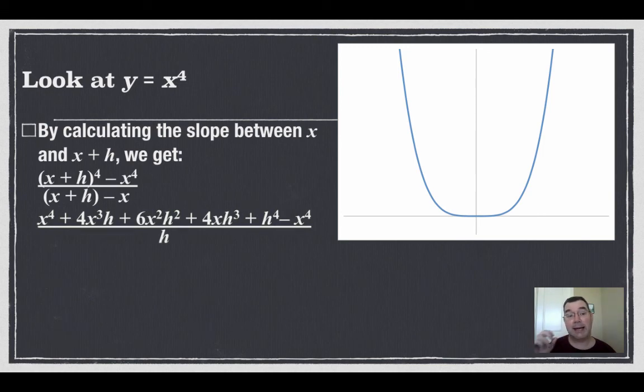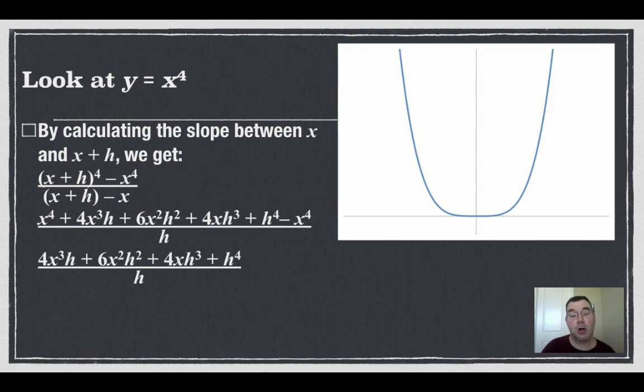So if I expand that binomial raised to the fourth, I've got x to the fourth plus 4x cubed h plus 6x squared h squared plus 4xh cubed plus h to the fourth, and then I've got to subtract that x to the fourth that was already sitting up there. On the bottom, the x plus h minus x is just h, just like it was in the other examples. Well, again, I've got x to the fourth minus x to the fourth on top, so I'm left with the 4 middle terms all over h.